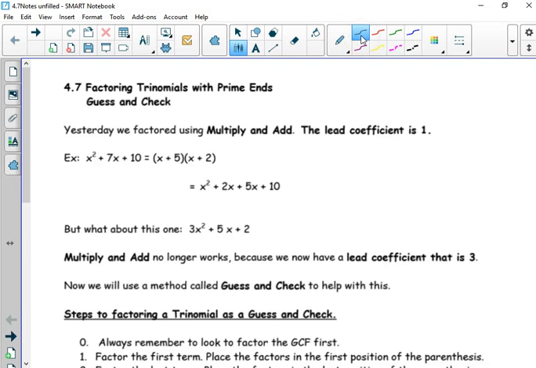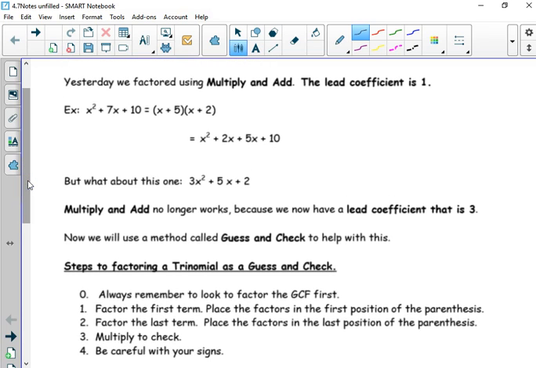Okay, so in the previous lesson, we used multiply and add, guess and check, however you want to call it, when the lead coefficient was 1. So this was 1. Okay? And we would say, what two numbers multiply to give me 10 and add up to 7? 5 and 2. Well, what about now if we had a 3 there? A prime number, but still a number.